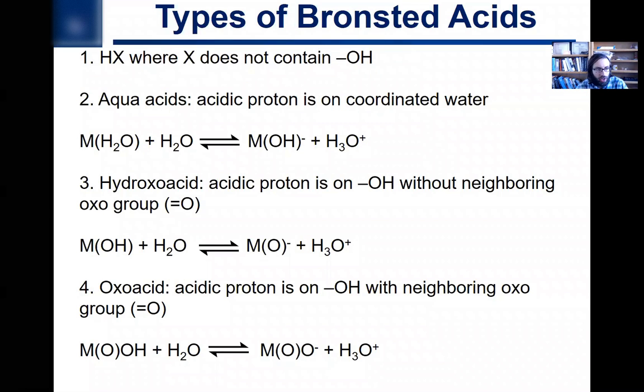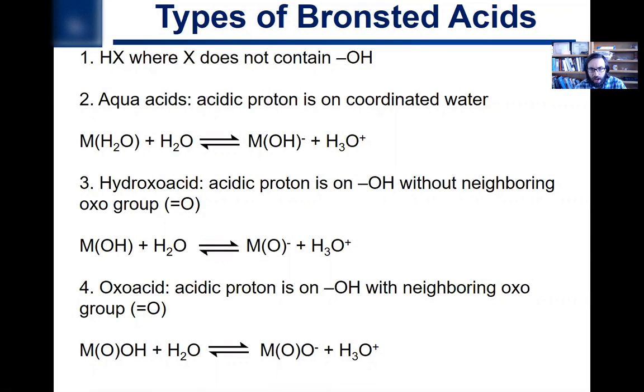All right, so in this video, we're going to go over the different types of Bronsted acids, and these fall into four different categories. The first is HX, where H just represents anything that doesn't contain an OH group. Then there are three other types of Bronsted acids that all have an OH embodied in them somewhere. The first of those is called an aqua acid.